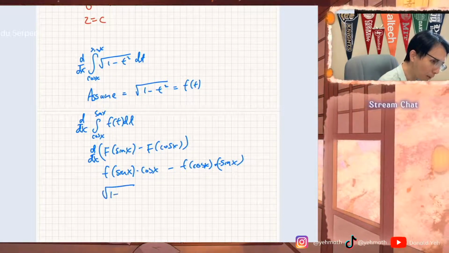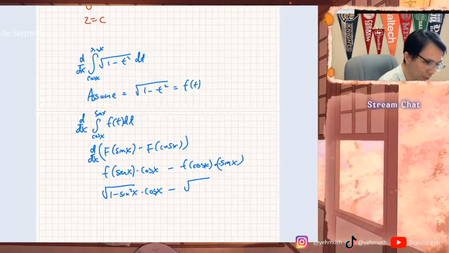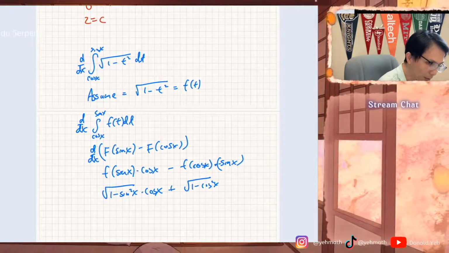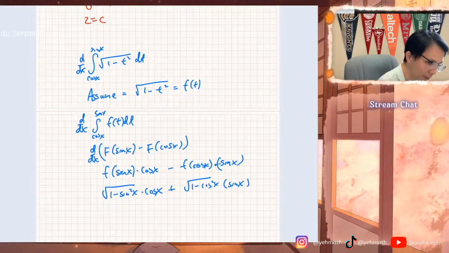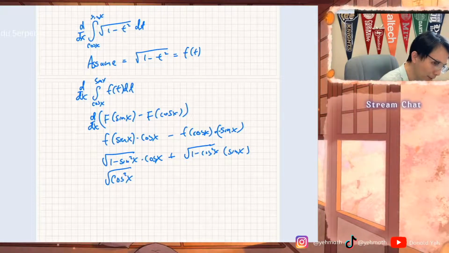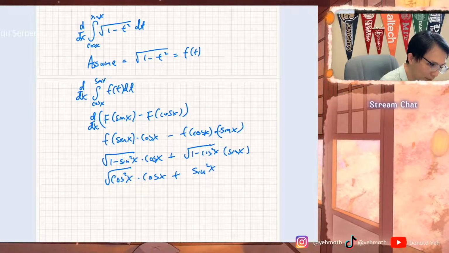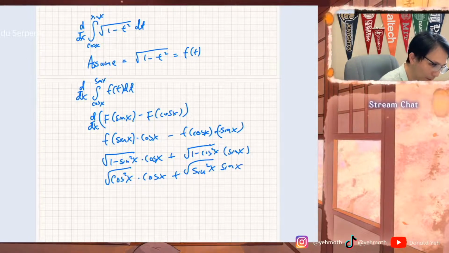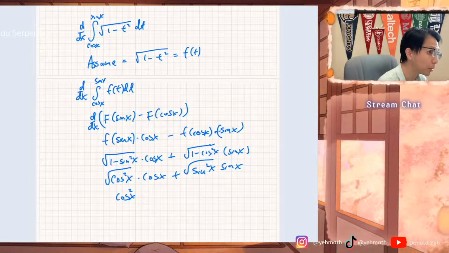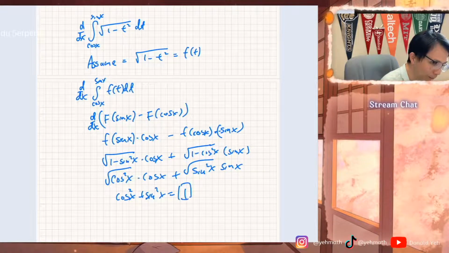That's the square root of 1 minus sine squared of x times cosine of x, minus the square root of 1 minus cosine squared of x. And you should know that identity already. This one's plus times sine of x, because the two negative signs become positive. This one's going to be the square root of cosine squared x times cosine of x, plus the square root of sine squared x times sine of x. It ends up being cosine squared of x plus sine squared of x, which is equal to 1. Wow, beautiful.